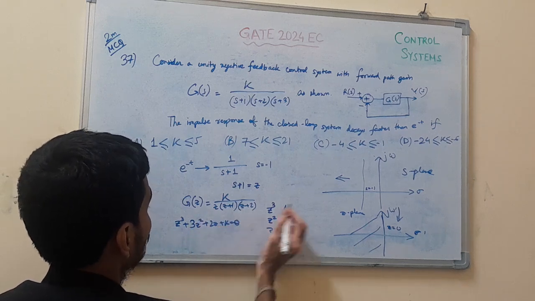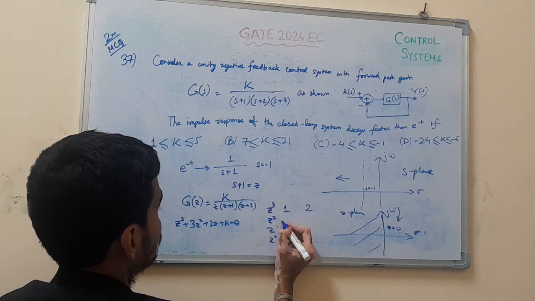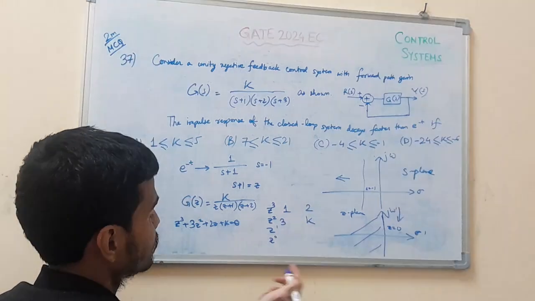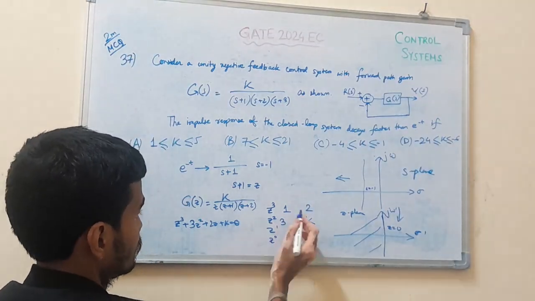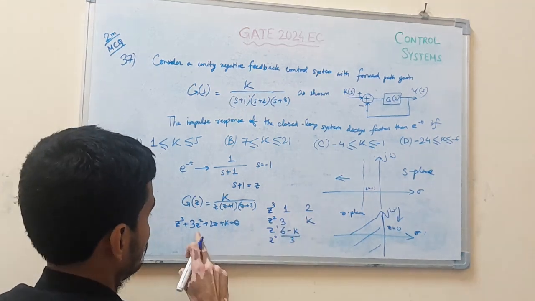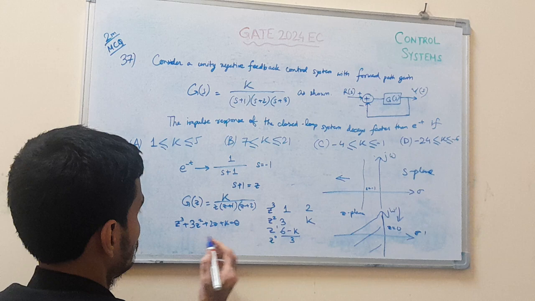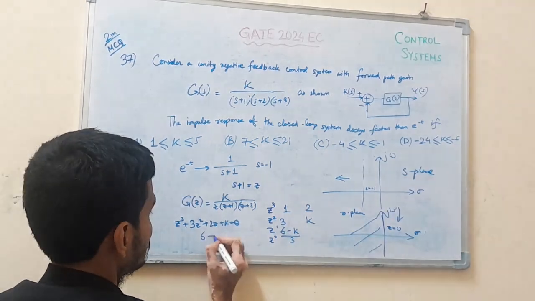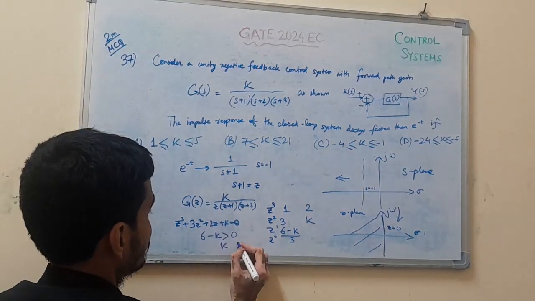So the Routh array will be 1, 2, 3, k. The system will be stable if (6 minus k) by 3 is greater than 0, that is, 6 minus k greater than 0, or k is less than 6.